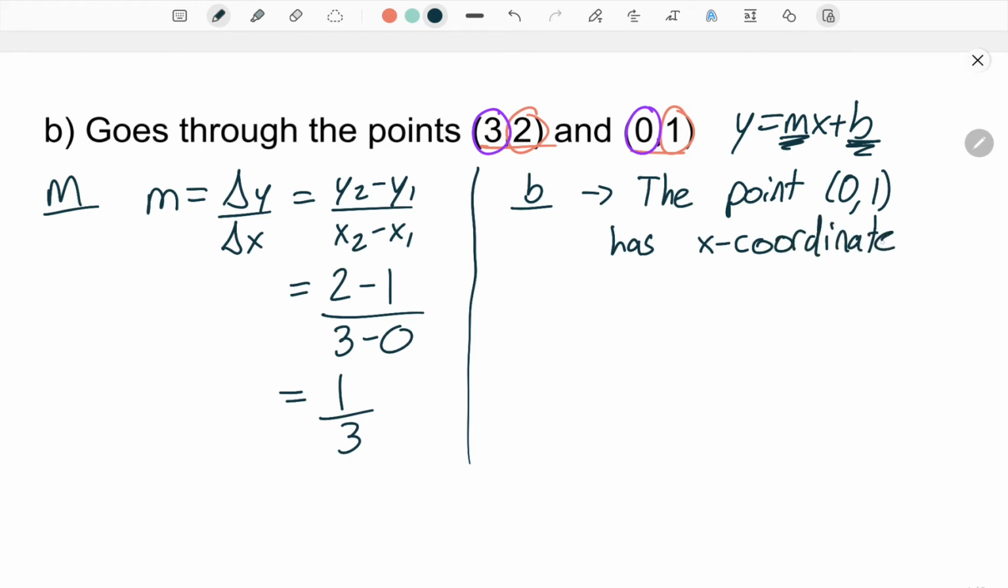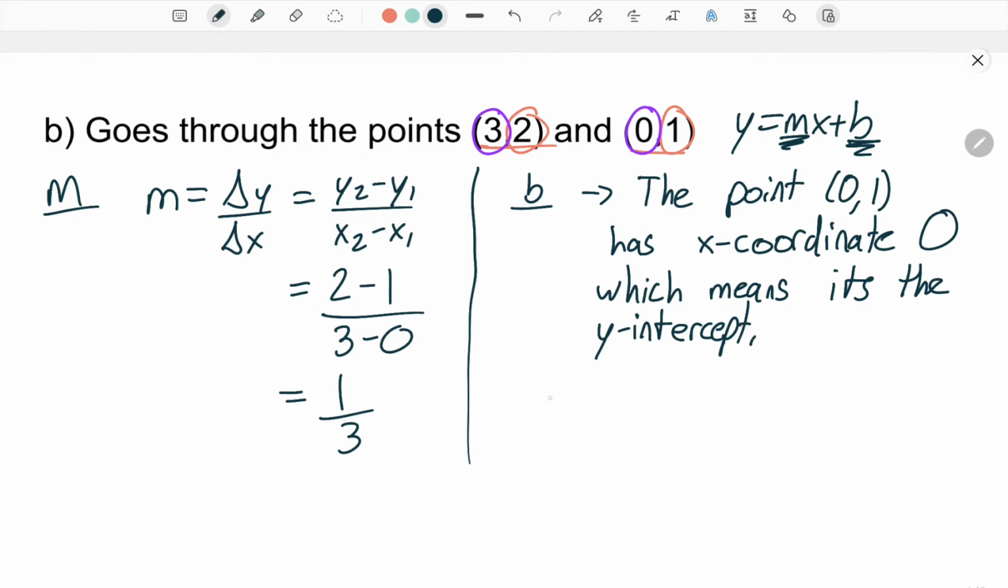And since the x coordinate of that point is 0, that actually means it's the y-intercept. So that point itself is the y-intercept. So if we want the b value that we use in the equation, we just take a look at the y-coordinate. What's that value? Well, it's just 1. So it was actually there, but it was just there in disguise.